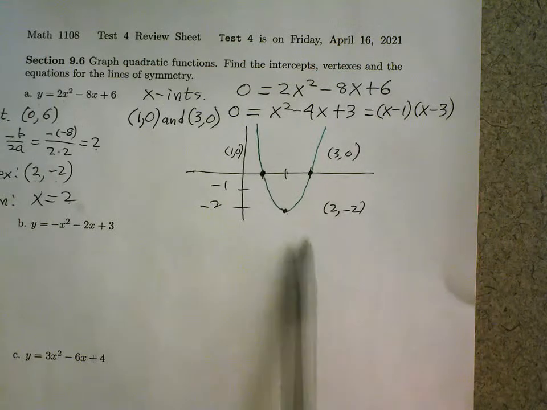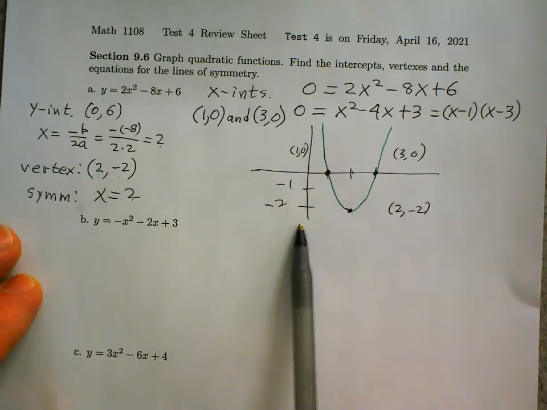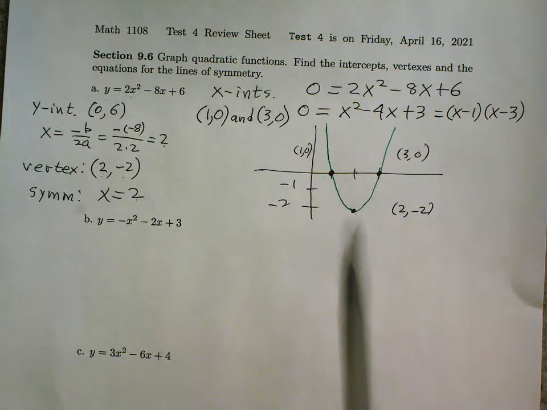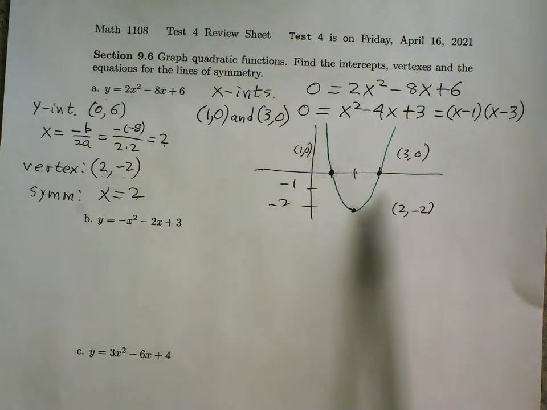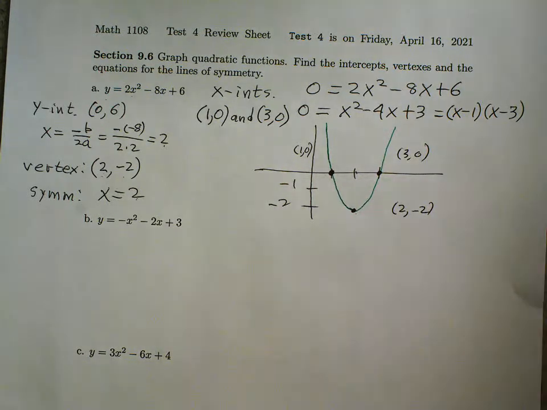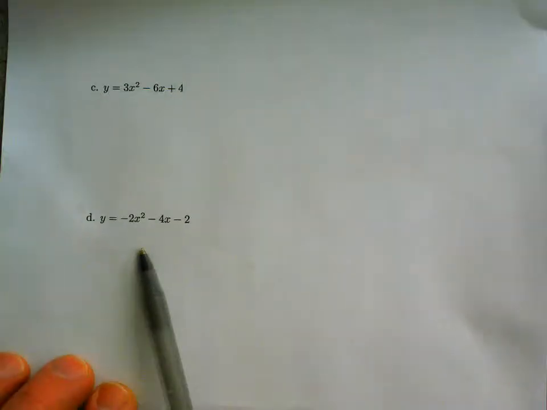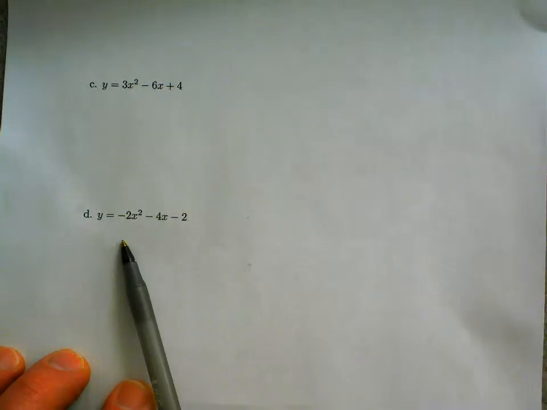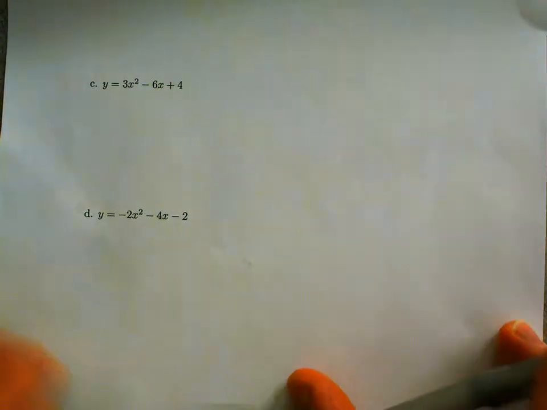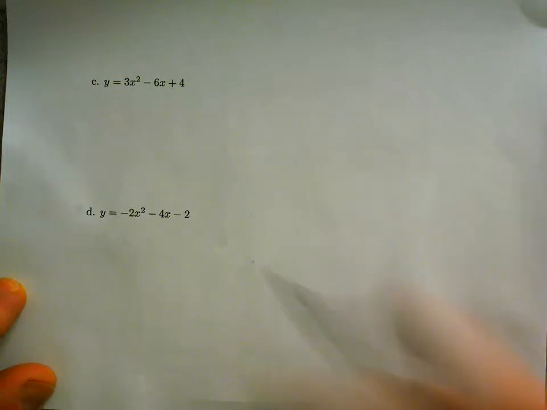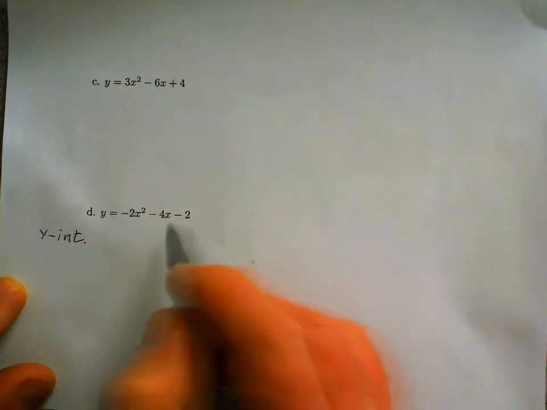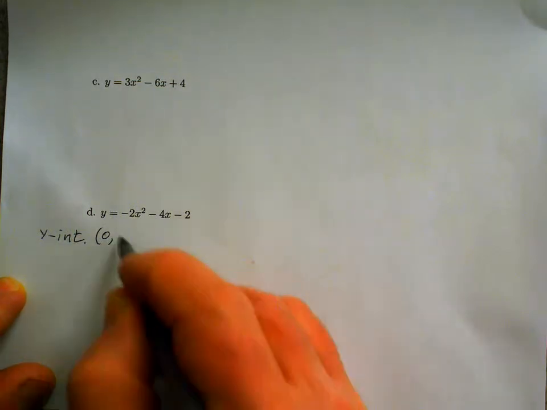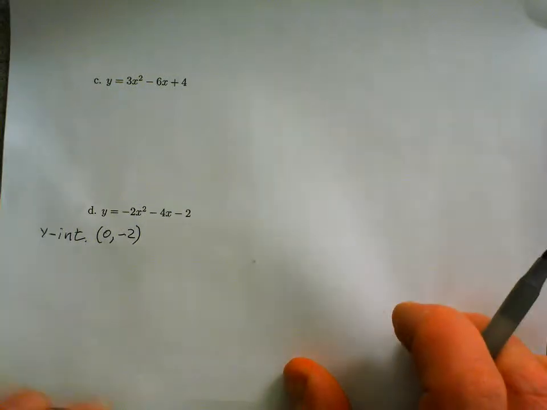Yesterday, we sketched a graph of this quadratic function. This one has a coefficient that's positive, so we know the parabola opens upward. So let's take a look at part D, where the leading coefficient is negative, so we know the parabola has to open downwards. The y-intercept, when x is 0, the y-coordinate is -2. So that's the y-intercept.